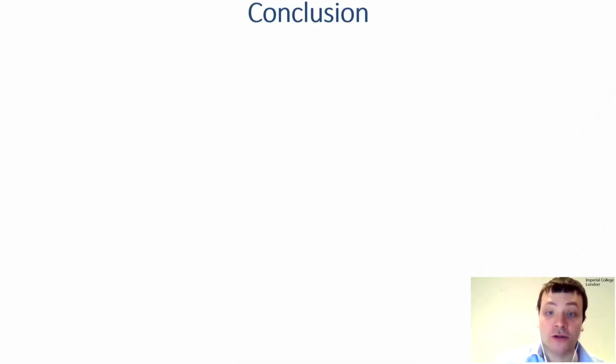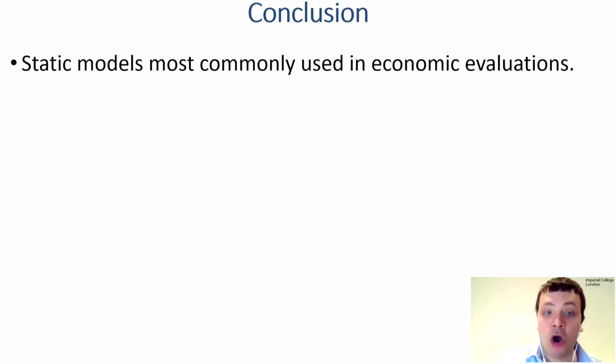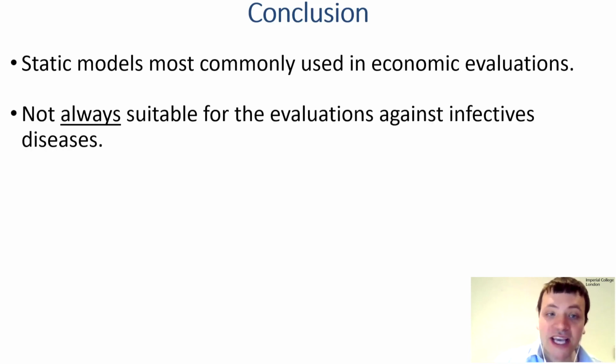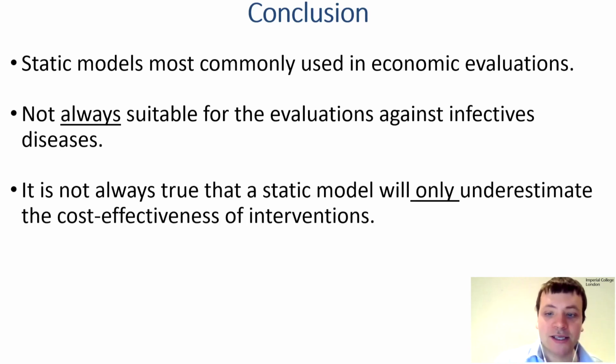So, to conclude, static models are what are most commonly used in economic evaluations of healthcare interventions. And although they can be, they are not always suitable for the evaluations of interventions against infectious diseases, because they cannot account for these indirect benefits of interventions that happen when you reduce transmission. Linked to this, I want to stress that it's not always true that a static model will only ever underestimate the cost effectiveness of an intervention compared to using a dynamic model. They can overestimate them as well.